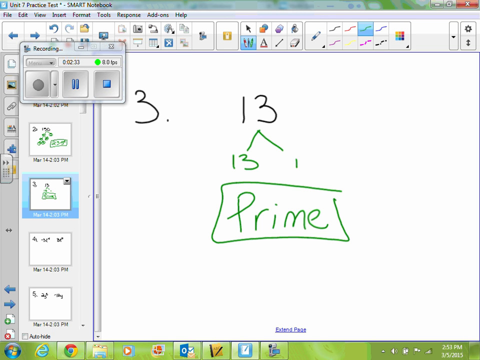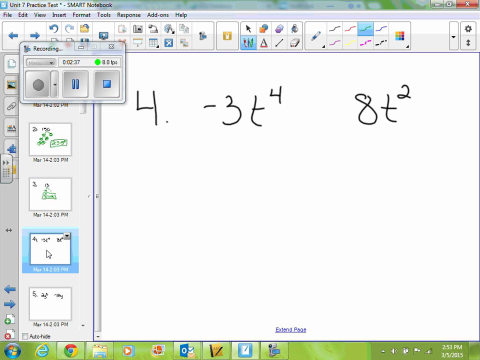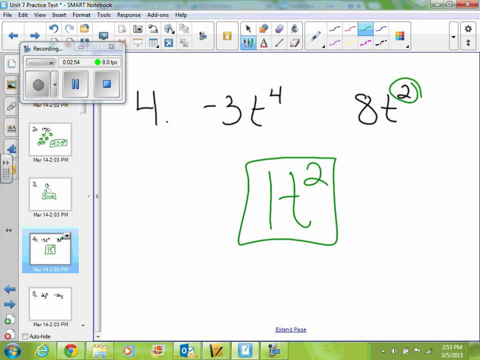Alright, then number 4, 5, and 6 tell us to find the GCF of our monomials. So I'm given negative 3t to the 4th and 8t squared. What goes into 3 and 8? 1. What's my smallest exponent? T squared. 2 is my smallest exponent. So 1t squared. That's easy.